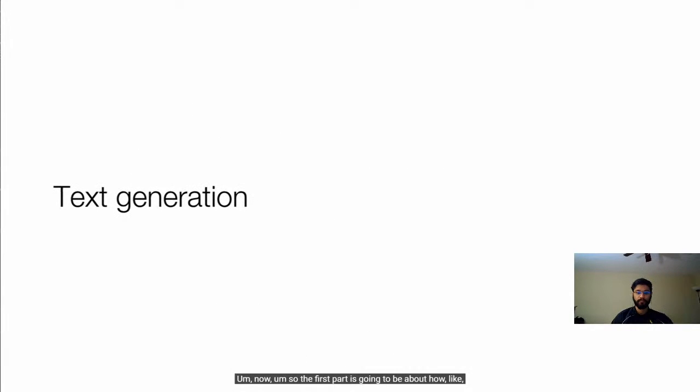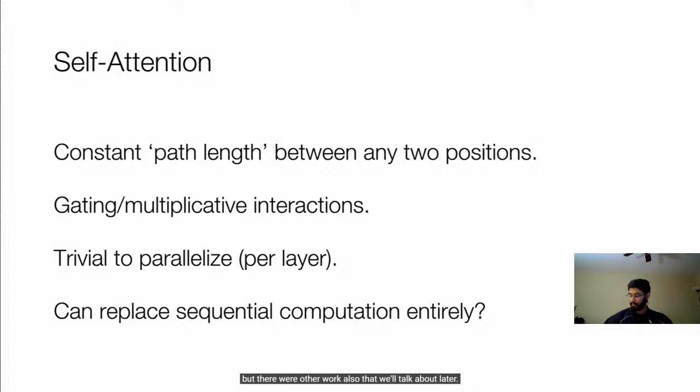So the first part is going to be about some of the properties of self-attention and how they actually help us in text generation, like what inductive biases are actually useful, and we empirically show that indeed they move the needle in text generation. And this is going to be about machine translation, but there is other work also that we'll talk about later.